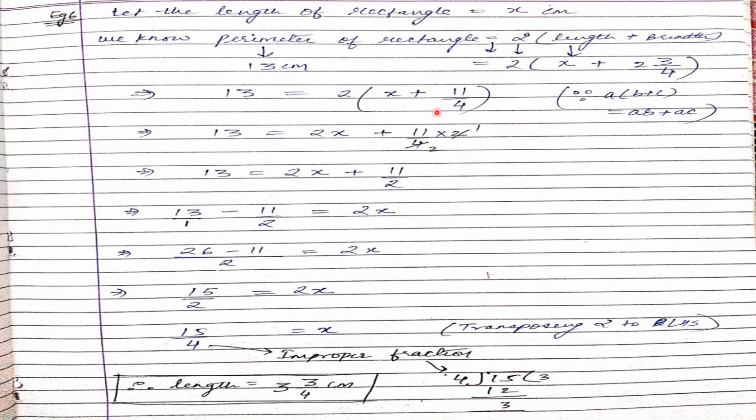Here also I have opened the bracket and multiplied this 2 with this as well as this. It becomes 2x plus 11 by 4 into 2. These 2 can be cut, so I have cut like this. 2 ones are 2, 2 twos are 4. Hence, this is the final equation. Very easy. We have to find the value of x.